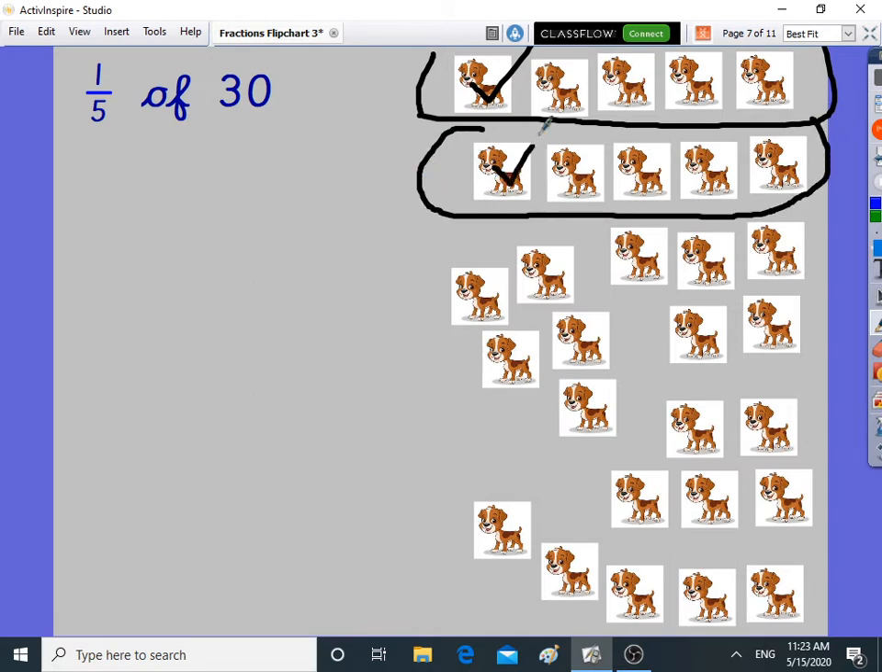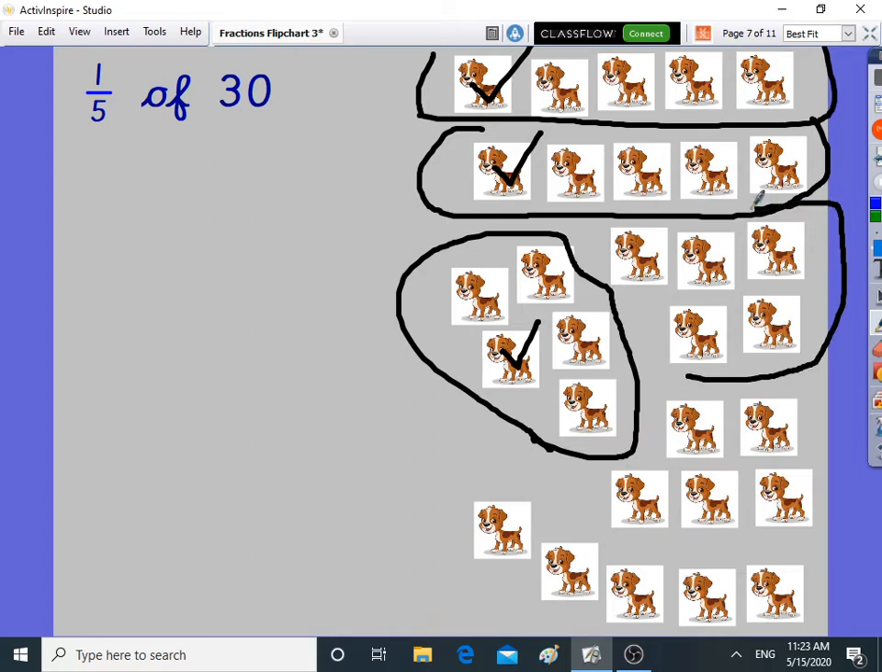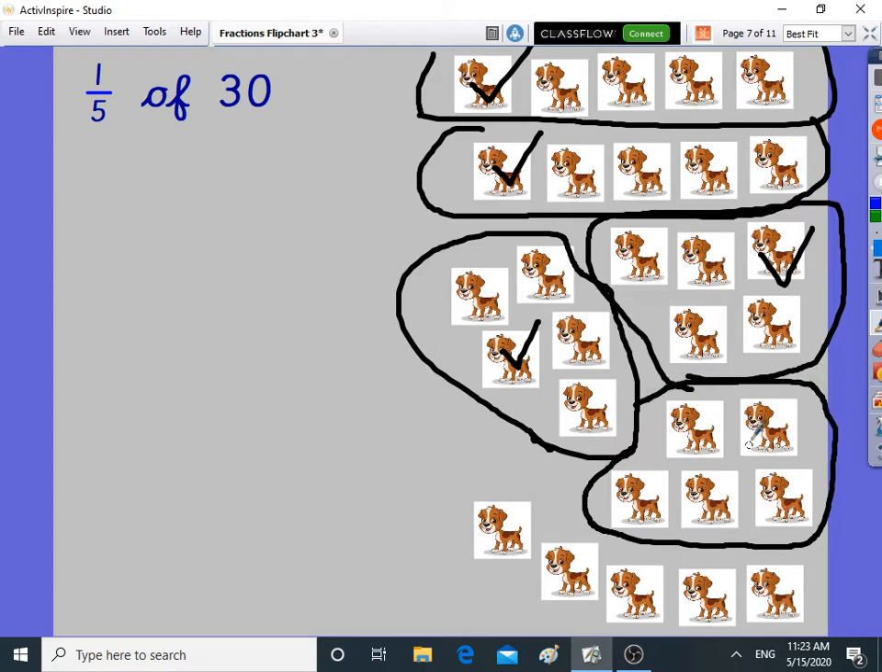Just tick 1 of the next 5. Let's get the next 5. Just take this little bunch of 5. Get 1 of them. Let's take this little bunch of 5. Get 1 of them. Another little bunch of 5 here. Get 1 of them. 1 out of every 5 that I see. Then I'll count the ticks. 1, 2, 3, 4, 5, 6. Okay. 1/5 of 30 is 6.